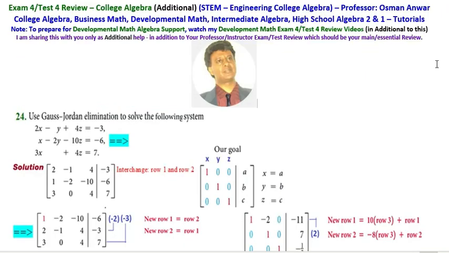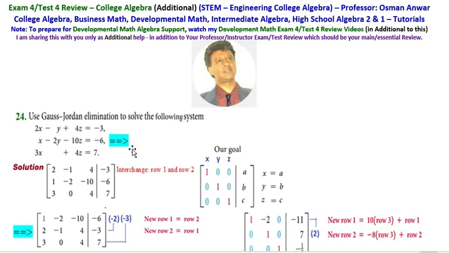Number 24 is another Gauss-Jordan elimination. So use Gauss-Jordan elimination to solve the following system. Except this one is 3 variables, 3 unknowns, and 3 equations. That is 2x minus y plus 4z equals minus 3, x minus 2y minus 10z equals minus 6, 3x plus 4z equals 7.